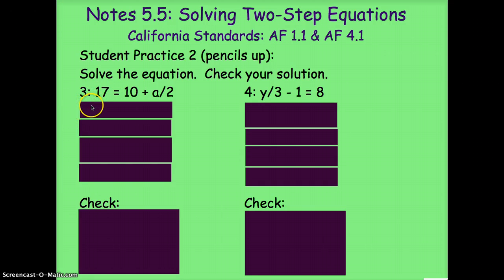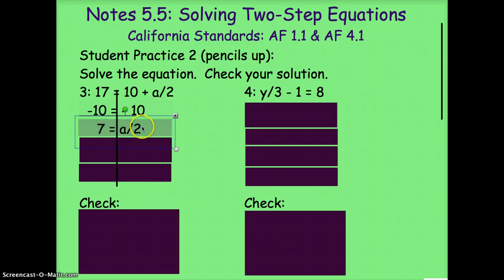Okay, welcome back. Let's go ahead and start first with drawing your fence, which hopefully you remembered to do. Subtracting 10 on both sides. This 17 minus 10 will give you 7. These 10's here will cancel out, and you're left with a over 2.